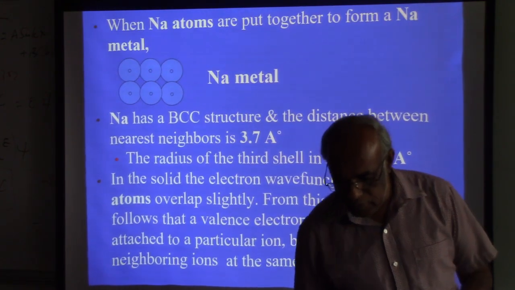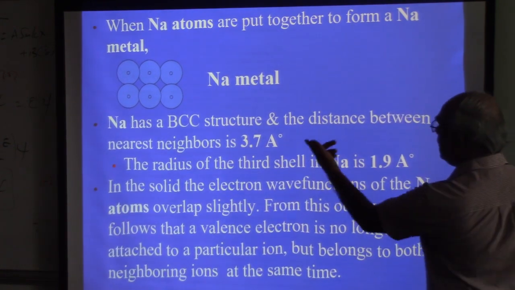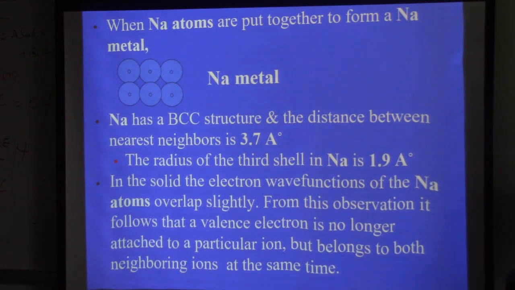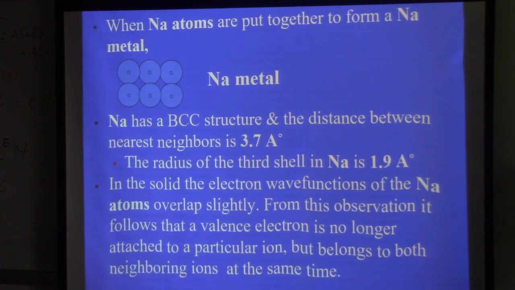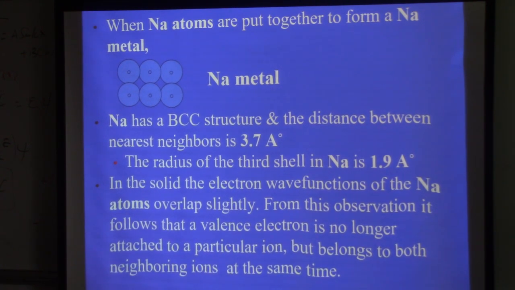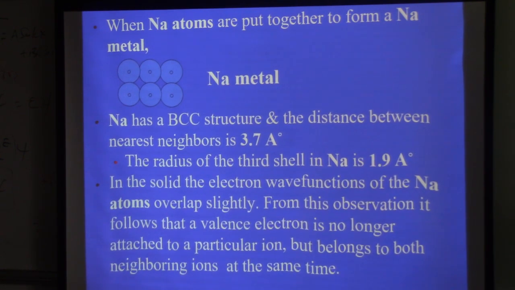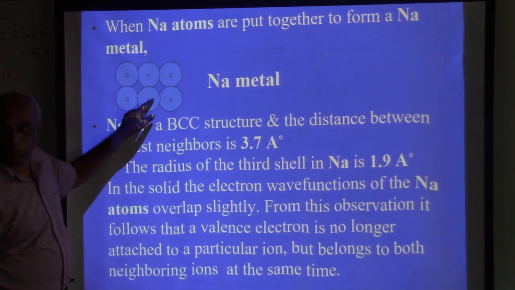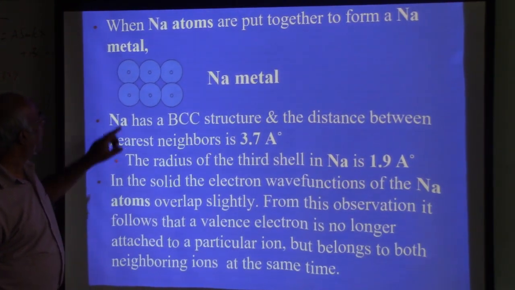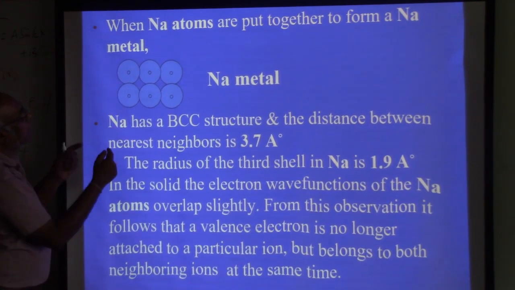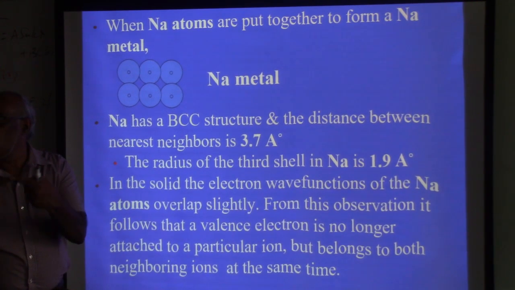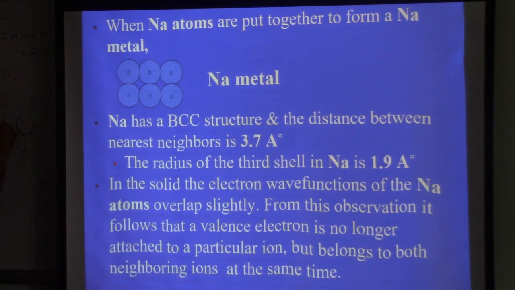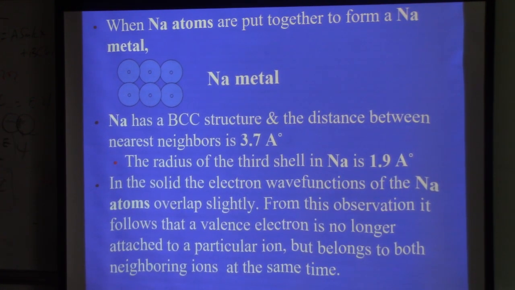Now this is really interesting. If you take sodium metal, we know it has a BCC structure. If you look at the crystal, typically we assume the atoms have some ionic radius. But in sodium, if you measure the center-to-center distance, the nearest neighbor distance is 3.7 angstrom. The electrons coming from this atom and this atom have wave functions that really overlap. That means the atom is not like a hard sphere, it is kind of overlapping. The electron coming from this one and the electron coming from that one overlap in that region.